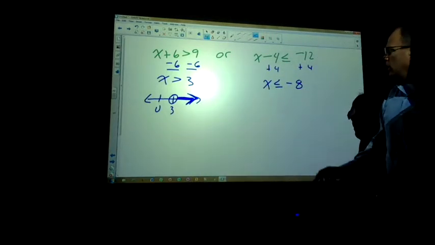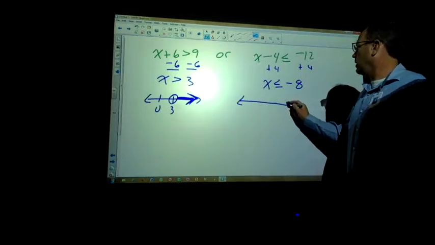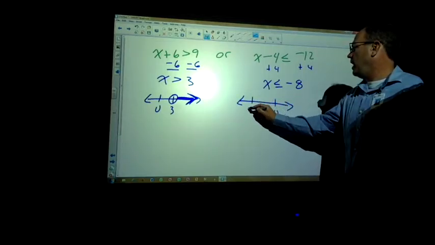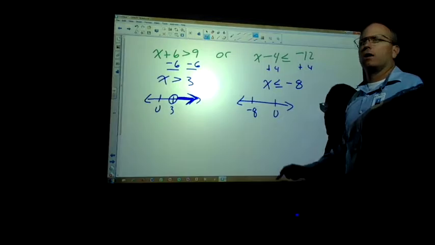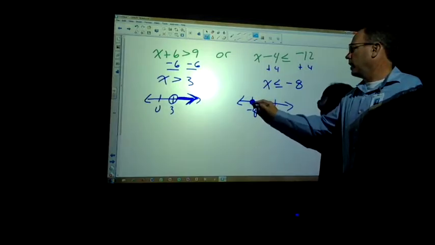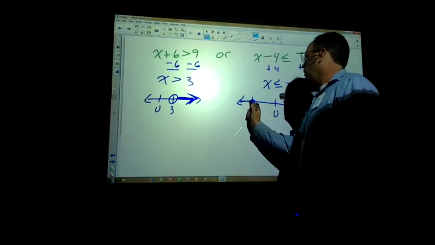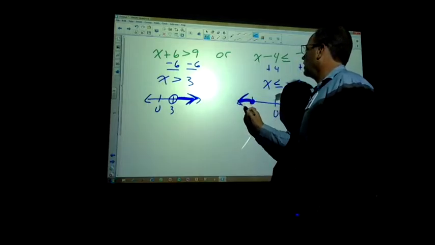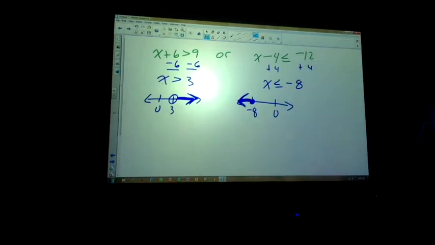And this one is 0, -8. Open or closed dot? Closed. Closed, shading left or right? Left. Okay. So take a look at our 2 graphs, how we have them represented.